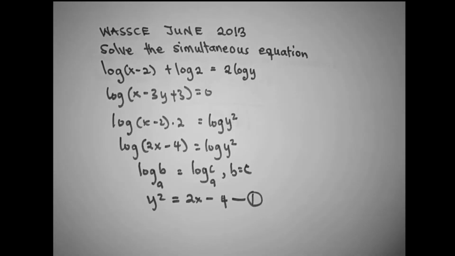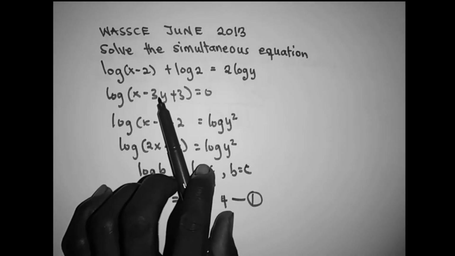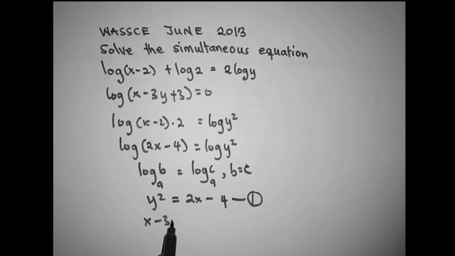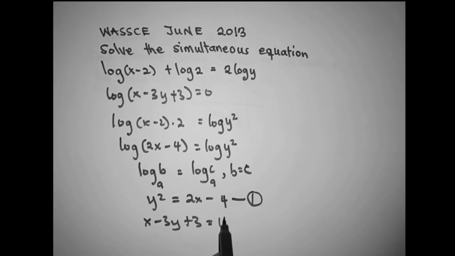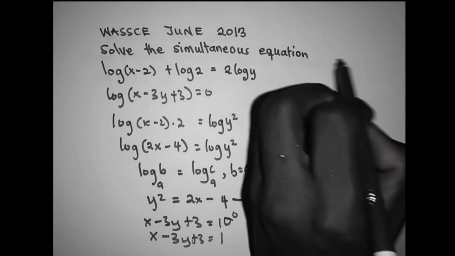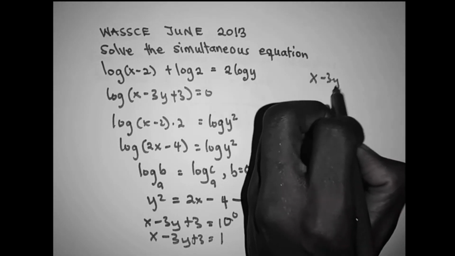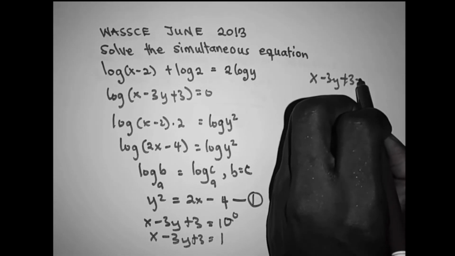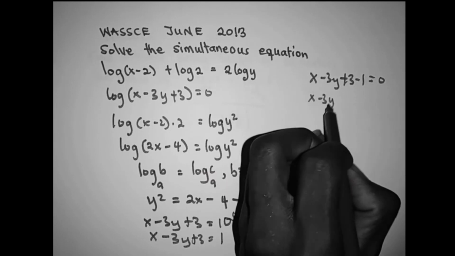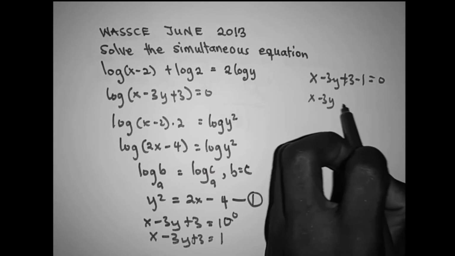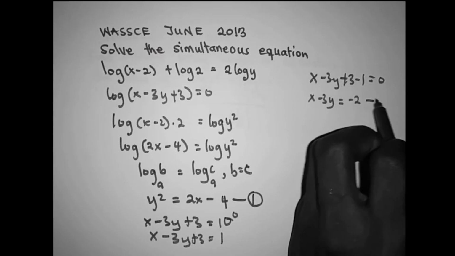Then let's come to this side. So this side too will become x minus 3y plus 3 is equal to, this is in base 10, so 10 exponent 0. And therefore, x minus 3y plus 3 is equal to 10 exponent 0, which is 1. So x minus 3y plus 3 minus 1 is equal to 0. And therefore, x minus 3y is equal to minus 2. So this becomes our equation 2.